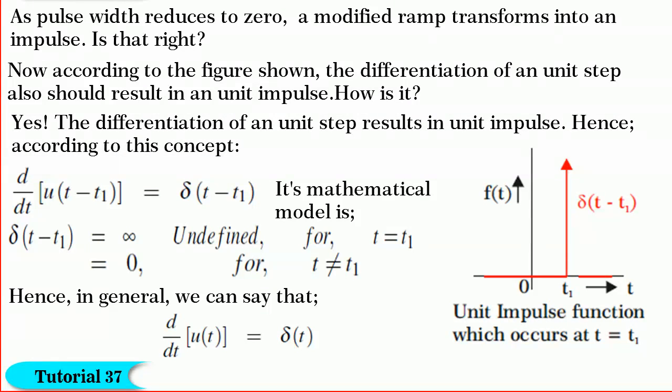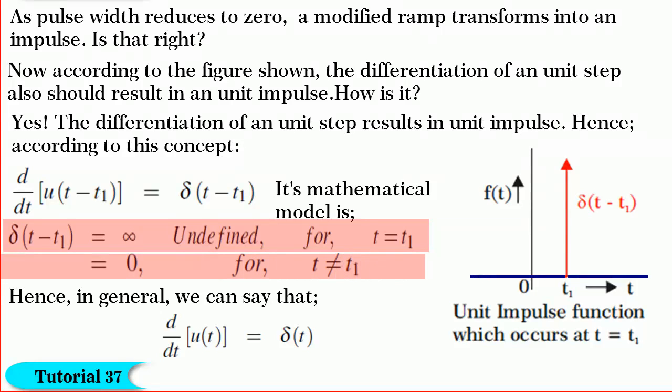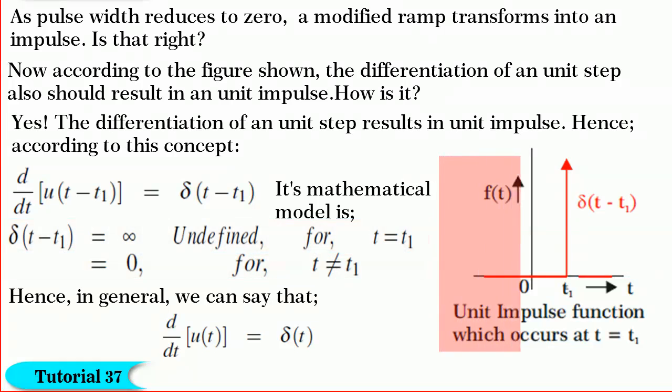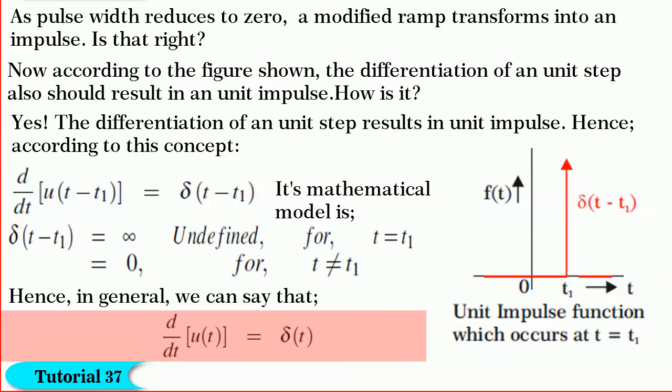Hence, according to this concept, d by dt of u of t minus t1 is equal to delta t minus t1, and delta t minus t1 is equal to infinity for t is equal to t1, which is undefined, and is equal to 0 for t not equal to t1. This impulse function occurs at t is equal to t1, so it is a delayed impulse function. Hence, in general, we can say that d by dt of u of t is equal to delta t.